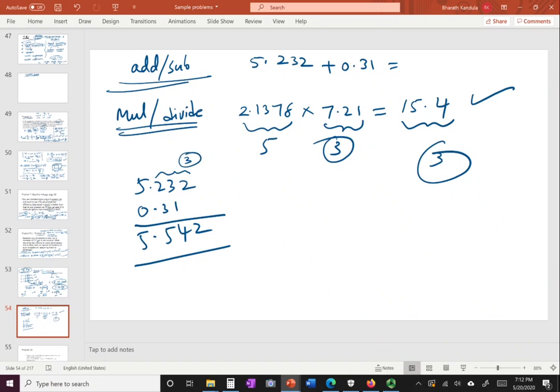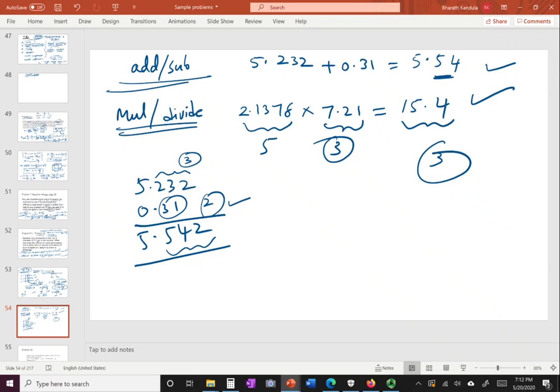How many digits here? 3. And how many digits here? 2. Which is the least? 2 is the least number. So in the final answer you must have 2 digits after the decimal. Okay, but there are 3 here, so you need to round to 2. So the answer should be 5.54 only, because 2 digits after the decimal.